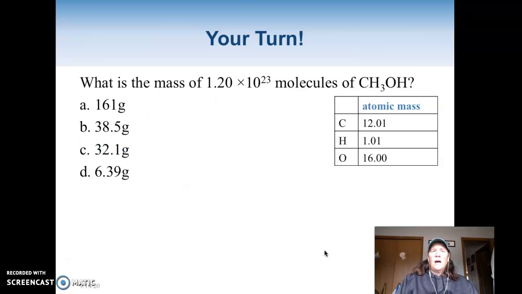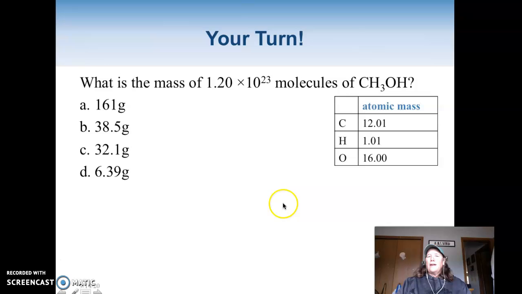Okay, what is the mass of 1.2 times 10 to the 23rd molecules? Okay, we're going mass to molecules, 2 steps. Formula mass of this: carbon, there's 1 carbon, so that's 12. There's 4 hydrogen, so that'd be 4. So 16, and then there's 1 oxygen. 16 and 16 is 32. That is the formula mass of this.